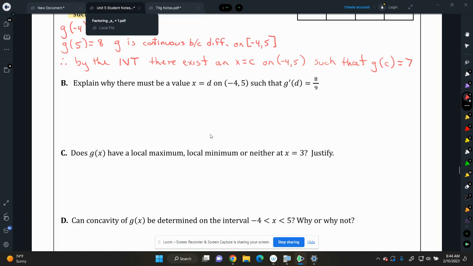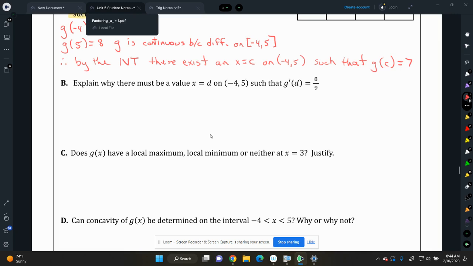Which one will we use for this one? This is talking about g prime, which is what? What's that called? That's a derivative, which means instantaneous rate of change. The derivative is the instantaneous rate of change. So this is saying, explain how I know that someplace on the interval between -4 and 5, there's going to be an instantaneous rate of change of 8/9. That's my mean value theorem.